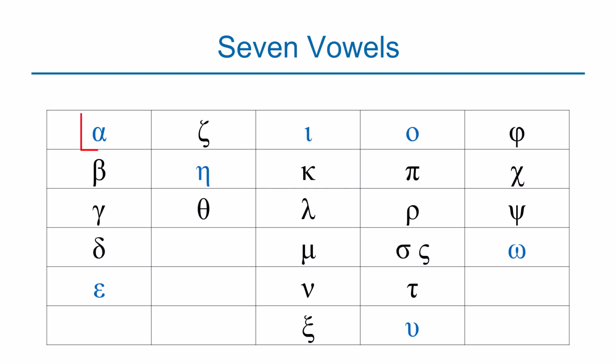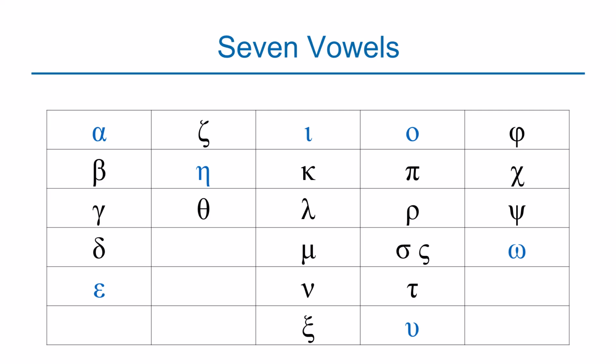The first one is alpha, there is epsilon, there is eta, there is iota, there is omicron, there is upsilon, and finally there is omega. So these are the 7 vowels in the Greek alphabet. The rest are called consonants. When you remove the vowels from the Greek alphabet, the rest that remain are called consonants.